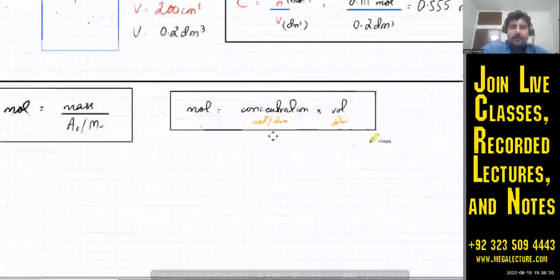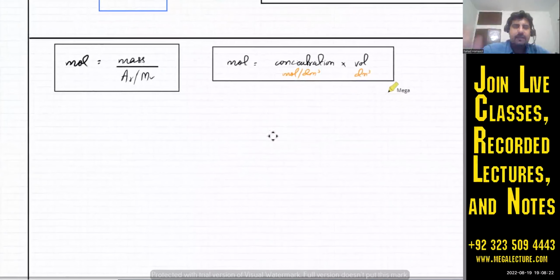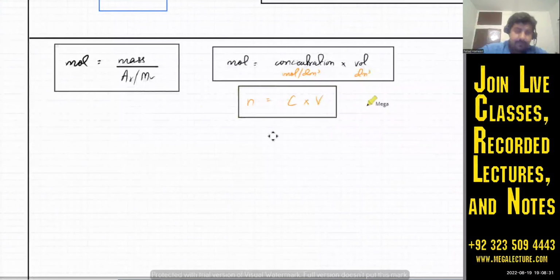अच्छा तो ये दो हमने किए थे formulas. This I told you was moles is concentration times volume, so you can kind of remember this one. So we're going to use these two in our question now.